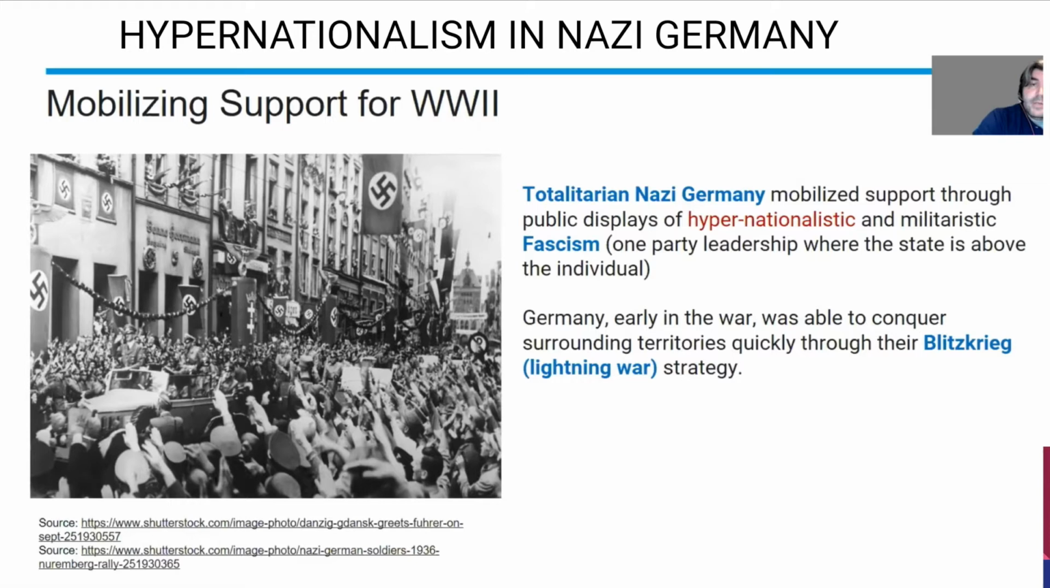Germany earlier in the war, they were able to conquer surrounding territories quickly through their blitzkrieg lightning war strategy. They were able to use military technology to create fast-moving tanks. They used jeeps packed with soldiers, and they would start in the countryside and slash and burn all the crops and farms, destroy the homes. A total blitzkrieg lightning war strategy. It was very difficult for an opposing side to mobilize a military to fight back at the brisk pace in which the Nazis mobilized their soldiers and moved in this lightning war strategy.